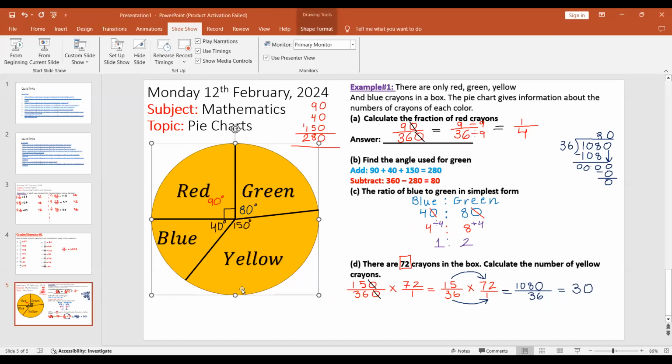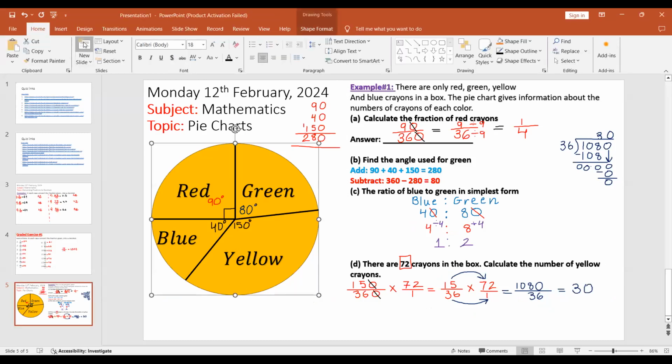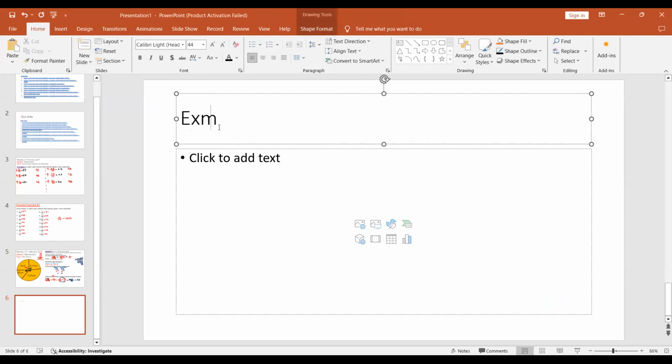So let's go ahead and draw our. This is going to be example number 2. Mr. Petit, could you put that on the chart? Yes, I can.